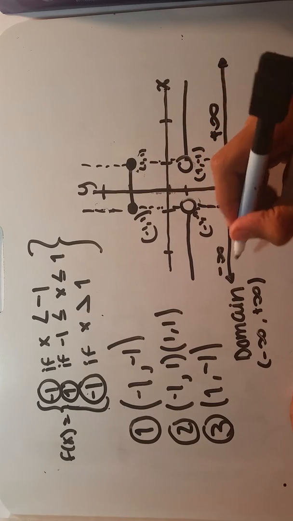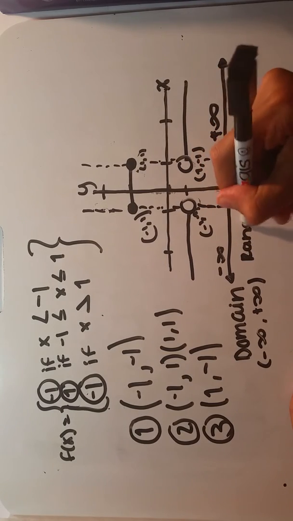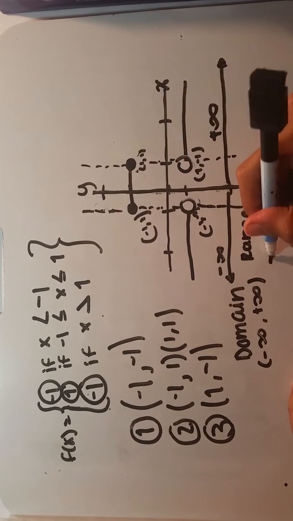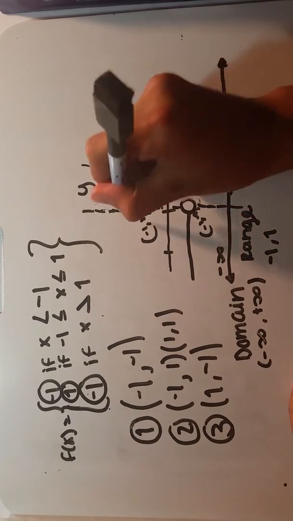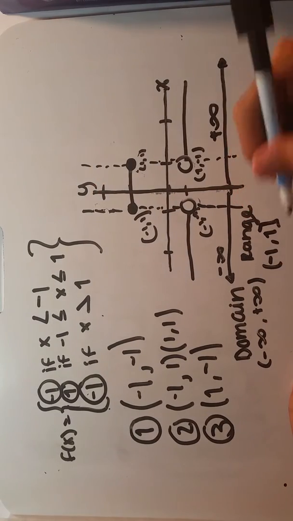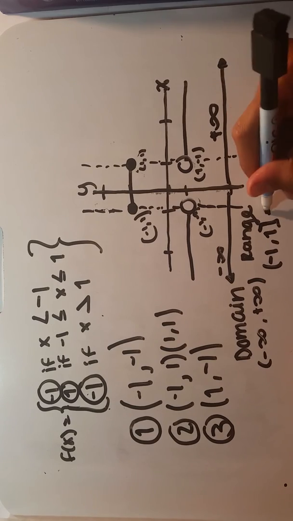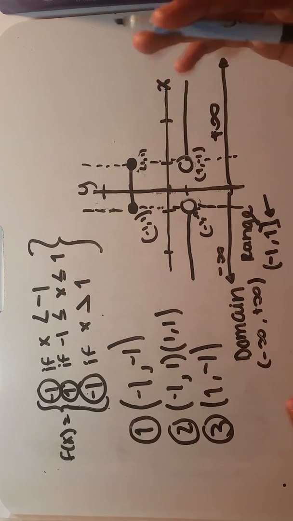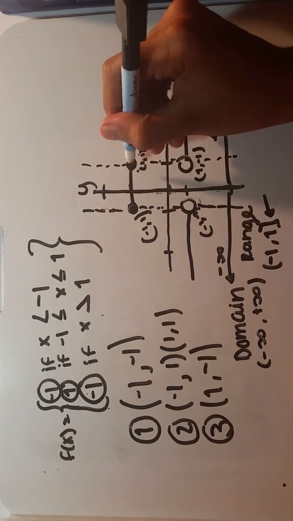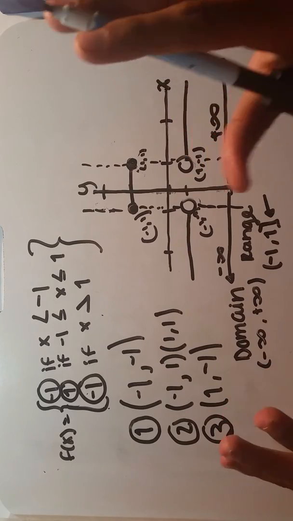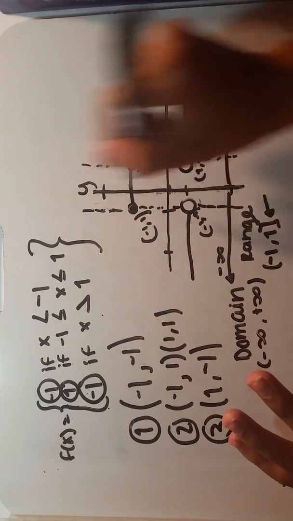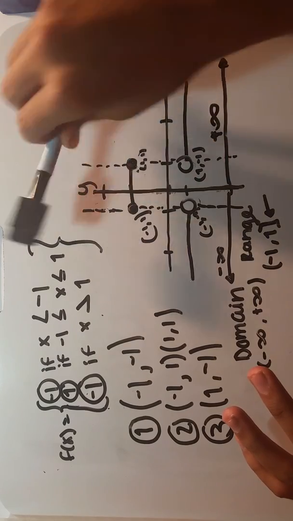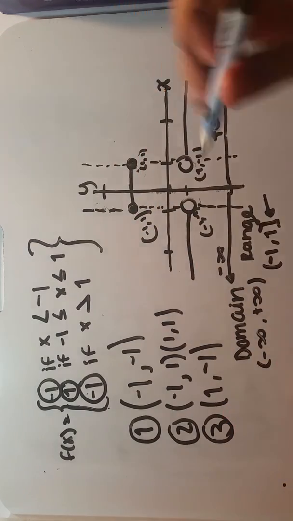And for the range, we have -1 and 1. We include the 1 because it has a square bracket, this one. Because we have to remember that we did include and use in the graph the values on y. You measure the range upside down and the domain from left to right.